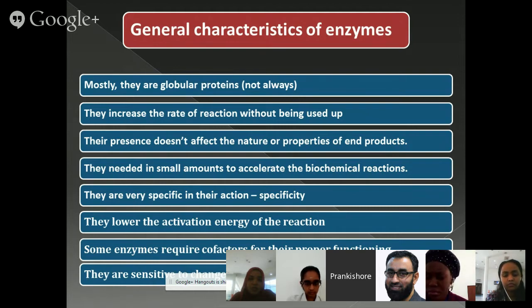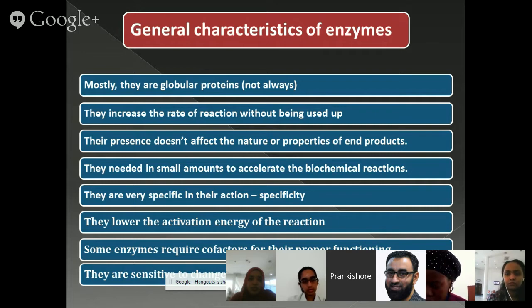They increase the rate of reaction without being used up. This is one of the typical characteristics of a catalyst. They are never used up in the reaction. And their presence doesn't affect the nature or properties of end products. What that means, basically, is that the enzymes don't react with the product and change the product's characteristics and nature.